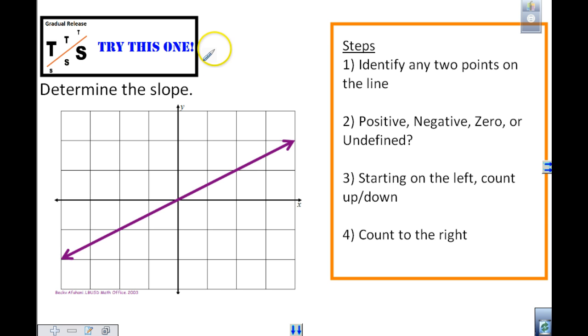Positive or negative? 2 over 4. Positive 2 over 1. Up 2 over 4, okay, which equals a half. So we can go up 2 over 4, or if we reduce it, up 1 over 2. Up 1 over 2. So when you reduce the slope, that also has to work.